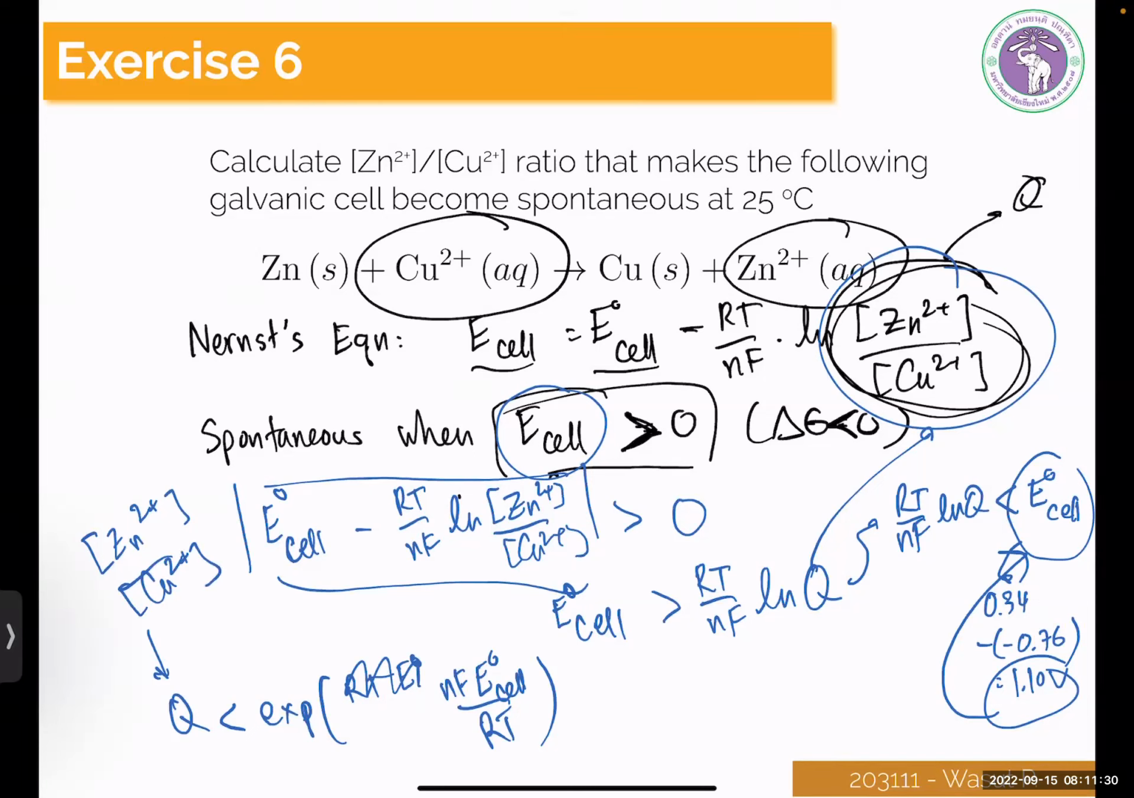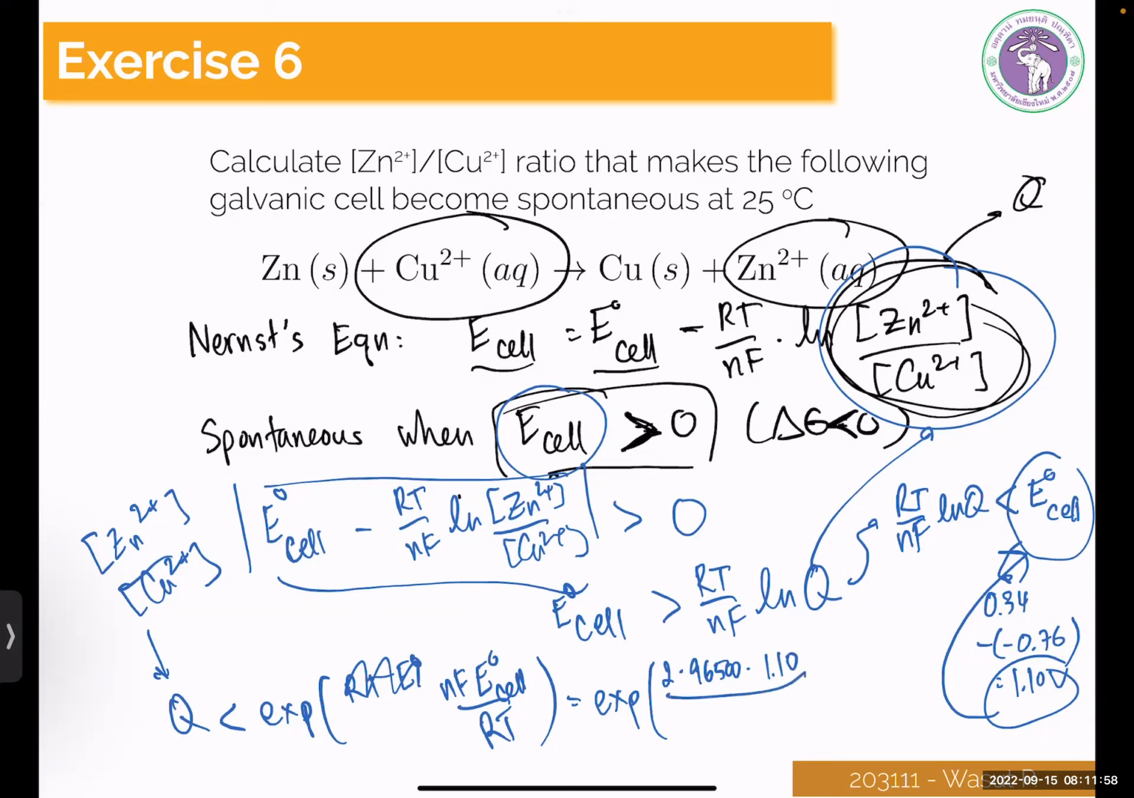So this is the threshold. The ratio needs to be less than the value on the right for this cell to be spontaneous. Okay, so let's work out the number on the right hand side. It's e raised to the power of n equals 2, right? Because each half cell has 2 electrons, so n equals 2 in this case, times F times E naught cell, which is 1.10, over 8.314 times the temperature, in degrees C, which is 298.15.